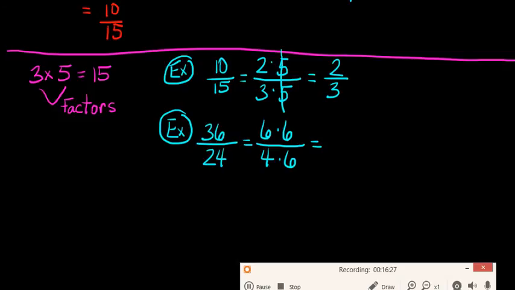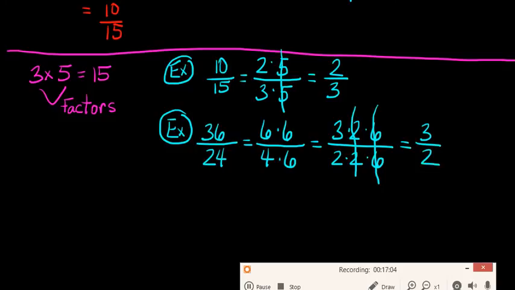These two 6's, I'm going to keep those the same. You'll see why here in just a second. And I know that 4 is 2 times 2. And there's my other 6. Notice why I did that. 6 over 6 is 1, and 2 over 2 is 1. So this fraction simplifies down to 3 over 2 by using that identity property.